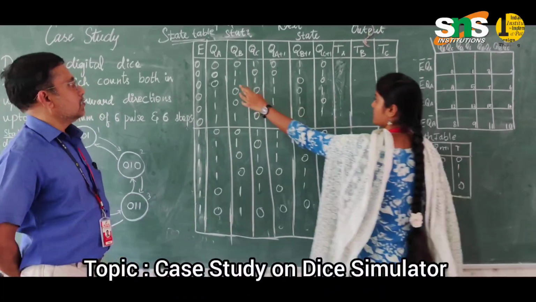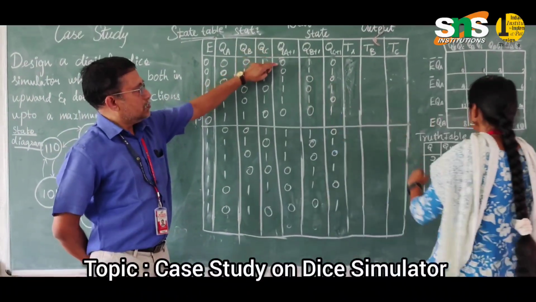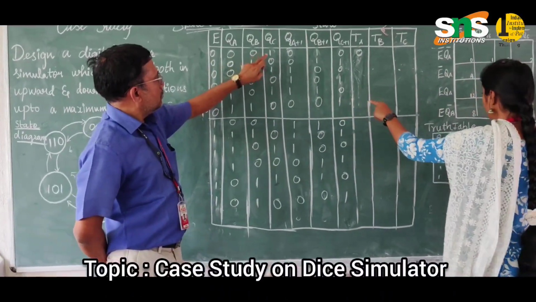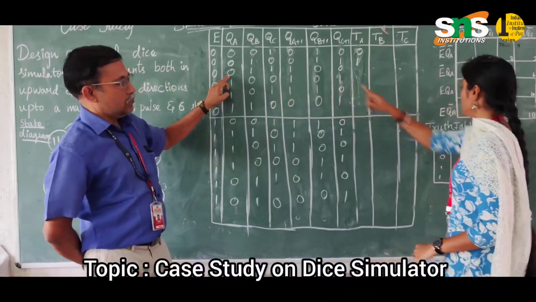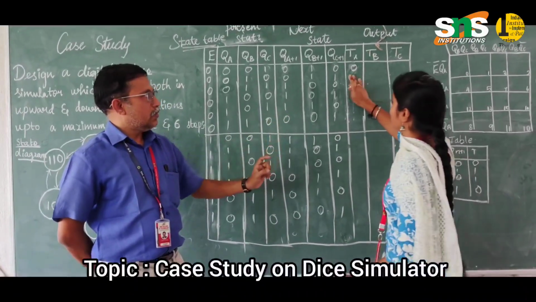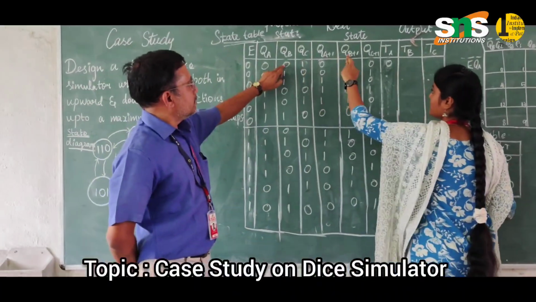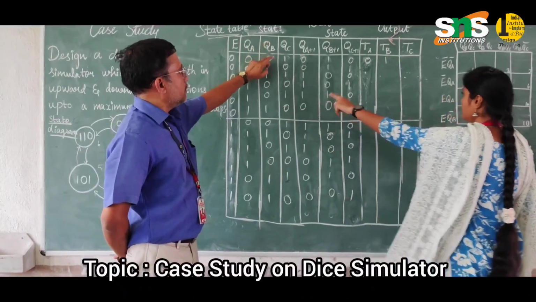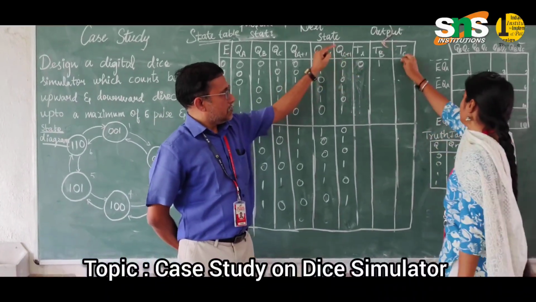For QA, first they gave 0, and for QA+1 they gave 0. So 0 to 0 gives TA value 0, and the next value is 0 to 1, the output is 1. For QB the value is 0 and QB+1 the value is 1. So 0 to 1, the output is 1. And for QC, the value is 1 and QC+1 the value is 0. So 1 to 0, the output is 1.